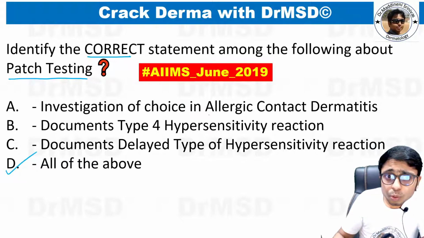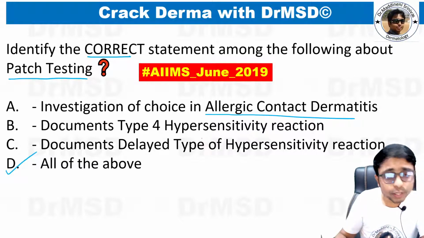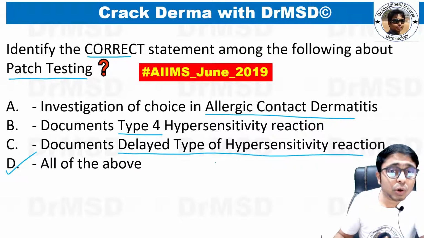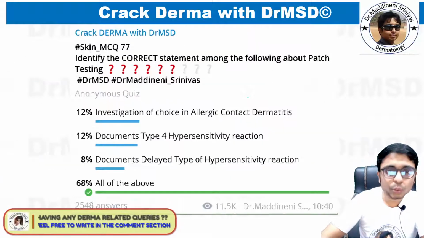Very good. So patch testing is the investigation of choice in allergic contact dermatitis, and the basic principle which it is going to identify is, yes, type 4 hypersensitivity reaction, which is also called delayed type hypersensitivity reaction, which is also called cell mediated immunity. Very very important for you to know this.